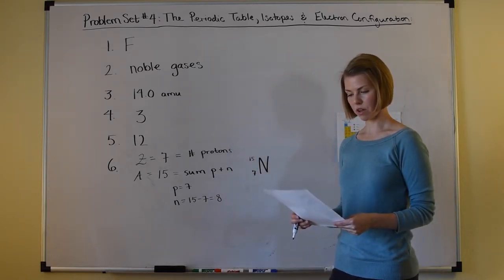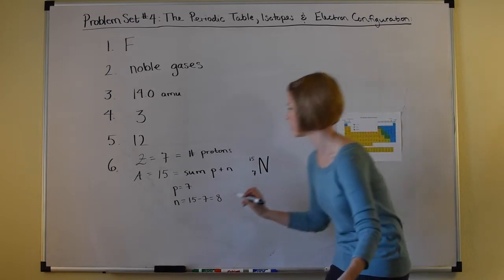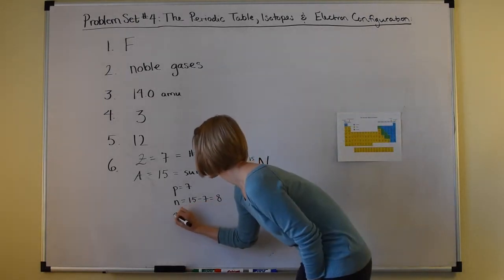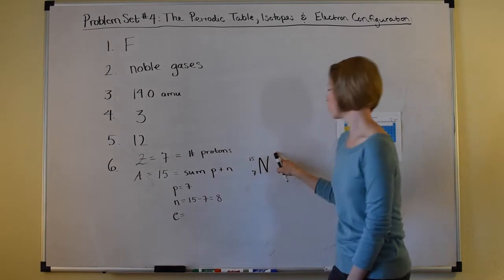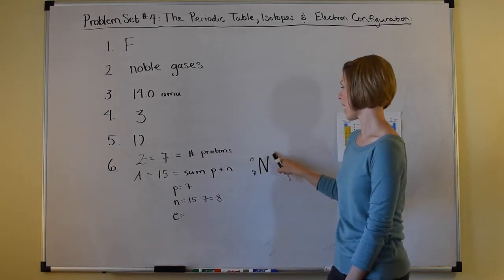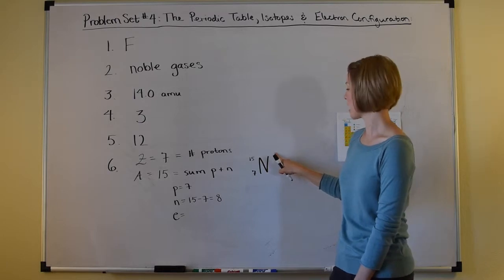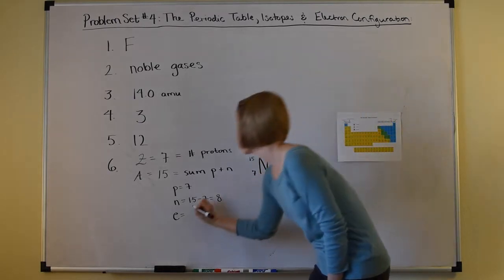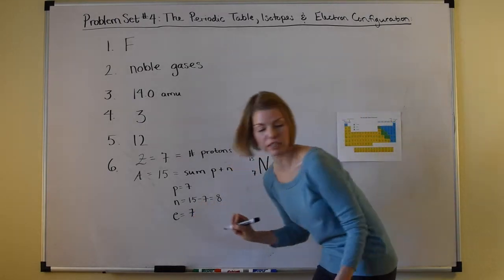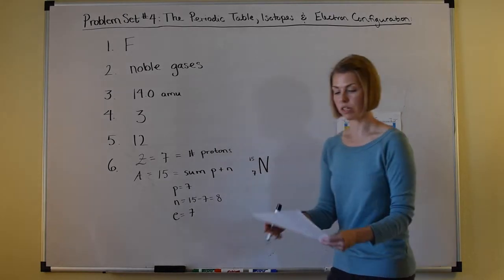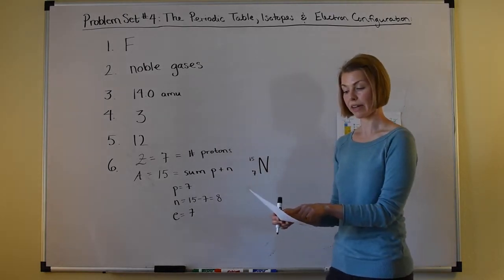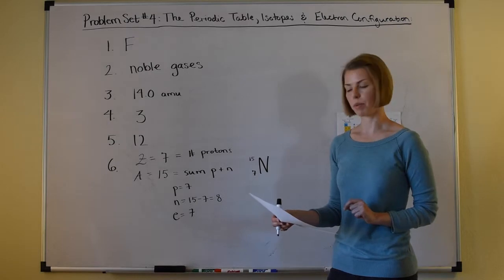All right, I think we did all the problems there. Oh, electrons. We didn't do the electrons, sorry. Because this is a neutral atom of nitrogen, the number of electrons is going to be the same as the number of protons. So the number of electrons is also going to be 7. Notice that it says a neutral atom at the beginning of the problem.